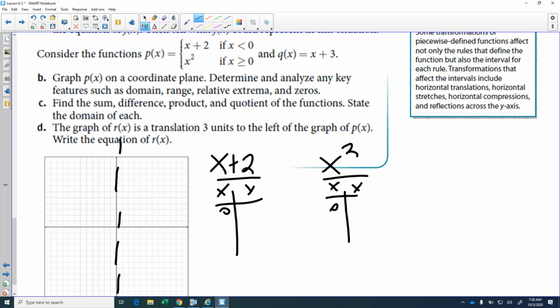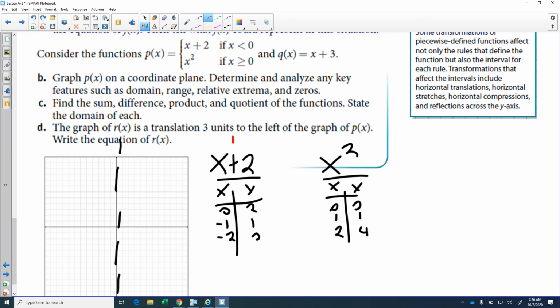Each of them are going to start at 0, while the x plus 2 are going to go to the left, so all my negative values. The x squared is going to go to the right, which is going to be all my positive values. Which, if you think about each of these, is going to come out to give me those coordinates there. So I'd plot each of those out.